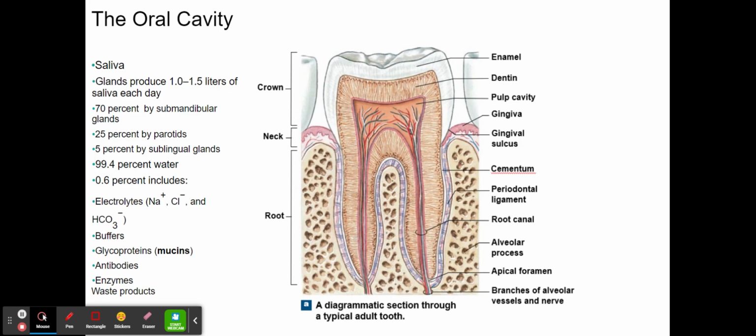About 70% of saliva comes from the submandibular salivary glands. Another 25% comes from the parotid glands, and 5% from the sublingual salivary glands. Saliva continually flushes the oral surfaces, helping to keep them clean. Buffers in saliva keep the pH of your mouth near 7. They prevent the buildup of acids produced by bacteria.